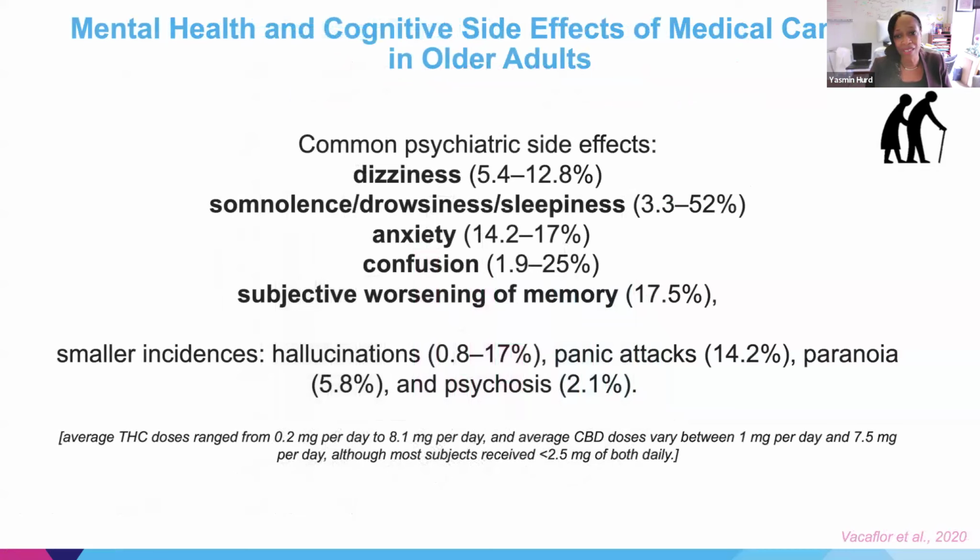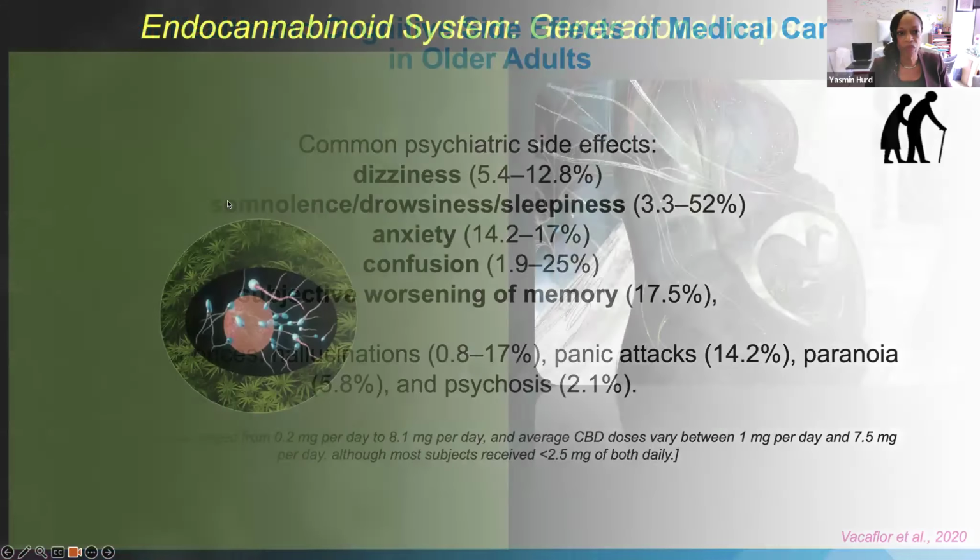But there are also side effects seen in older individuals: dizziness, which is a problem in terms of older individuals falling, anxiety, and worsening of memory. And again, dose matters. In older individuals the dose made a big difference, not surprisingly, just as in younger individuals.